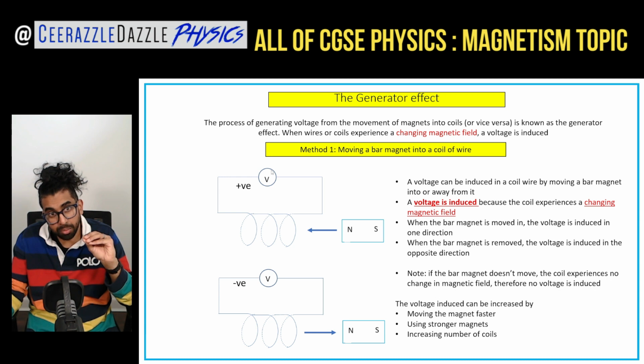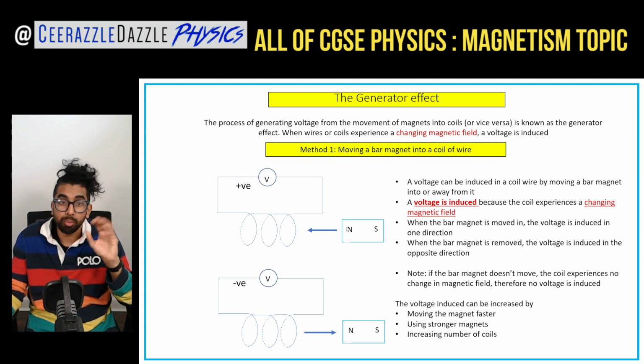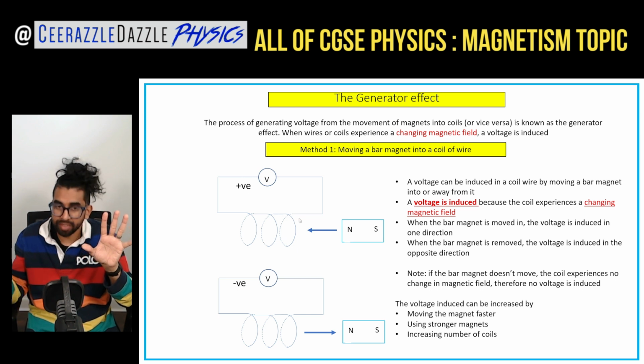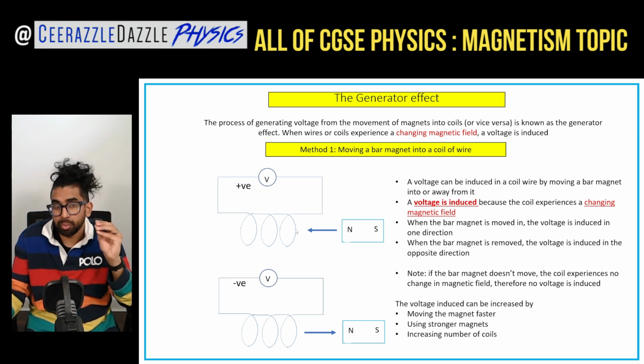So the first diagram, we've got a voltmeter and we've got a solenoid over here, just a coil of wire. We notice that when we push a bar magnet into it, we'll get a voltage one way. So a voltage is induced. The reason why is because the coil is experiencing a changing magnetic field. Initially there wasn't a magnetic field going through it. Then as you put the bar magnet in, the coil experiences a changing magnetic field.